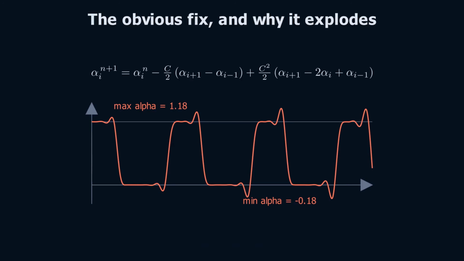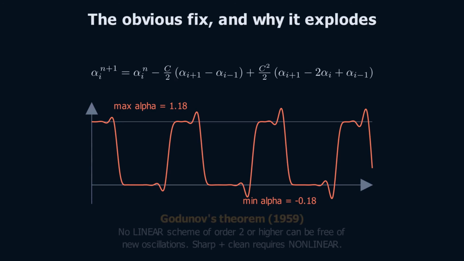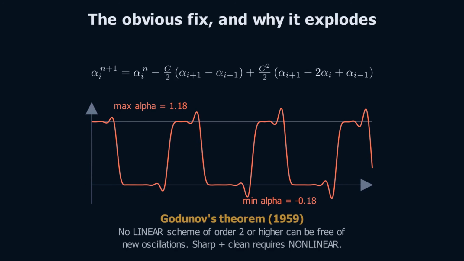And this is not bad luck. It is a theorem. Godunov proved in 1959 that no linear scheme of second order or higher can avoid creating new oscillations. Read that carefully, because it contains the escape route, the word linear. If we want sharp and clean, the scheme itself must become nonlinear. It must look at the solution and adapt.